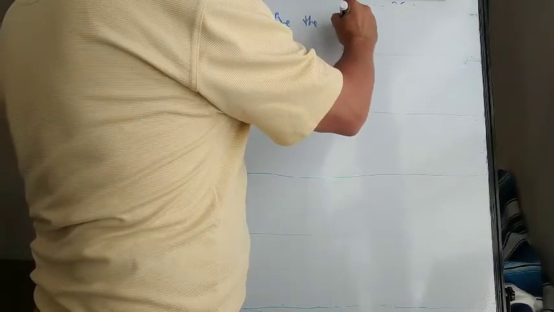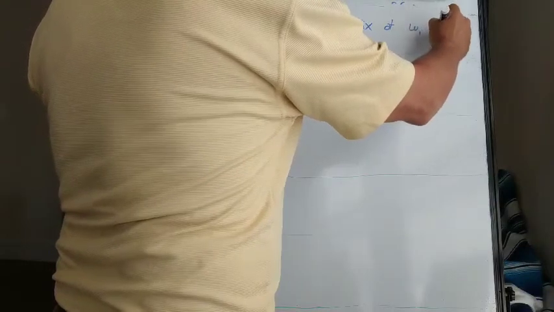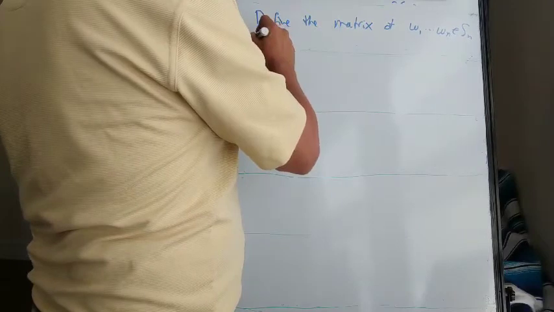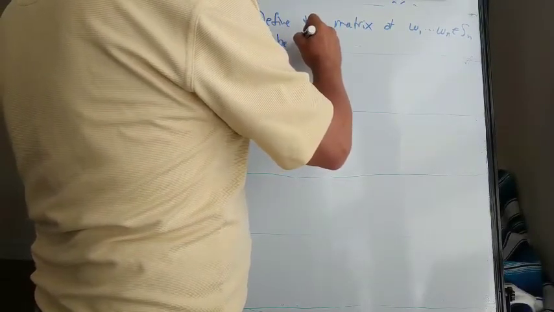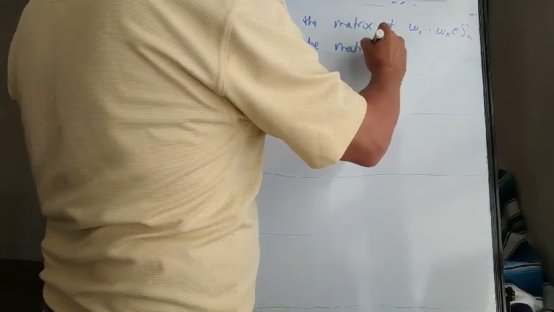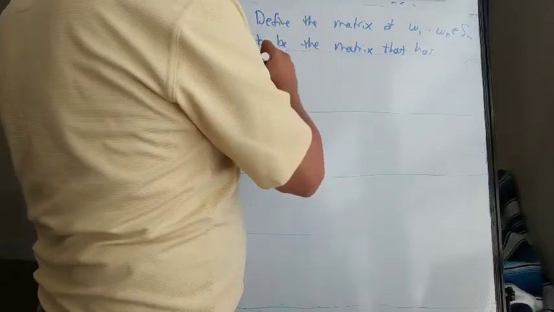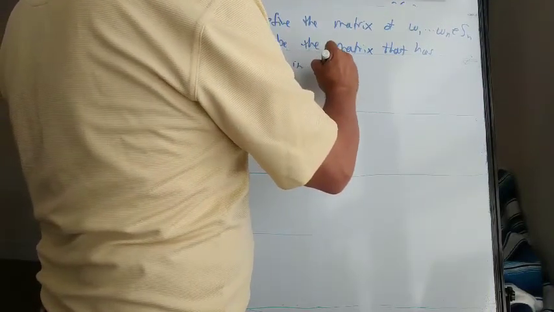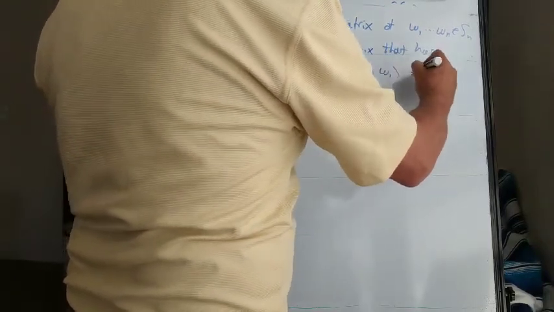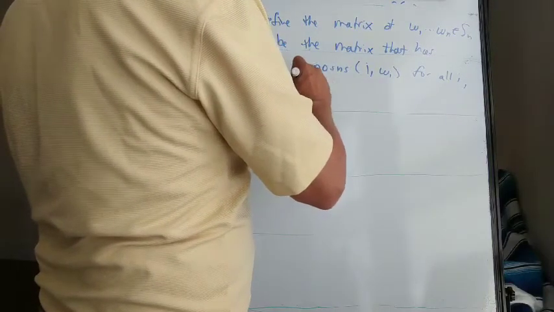Let's define the matrix of W1 through Wn in the nth symmetric group to be the matrix that has ones in positions I, Wi for all I and zeros elsewhere.